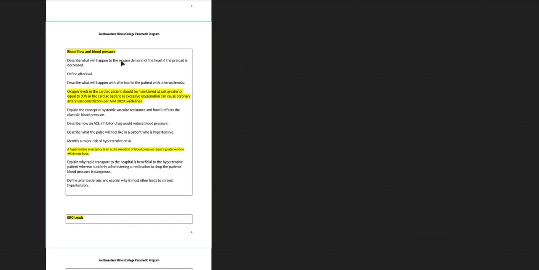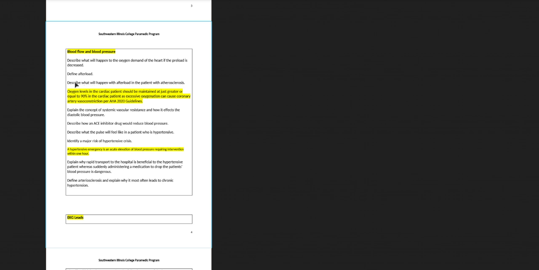Describe what will happen to the oxygen demand of the heart if the preload is decreased. So if you decrease preload to the heart, you will decrease the oxygen demand of the heart because preload is the volume that it has to pump out. So you're decreasing the workload of the muscle, so you're therefore decreasing the oxygen demand.